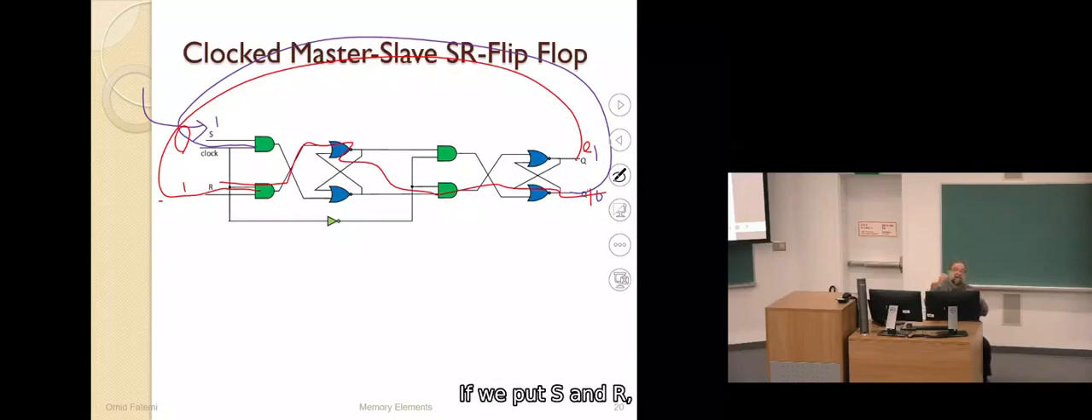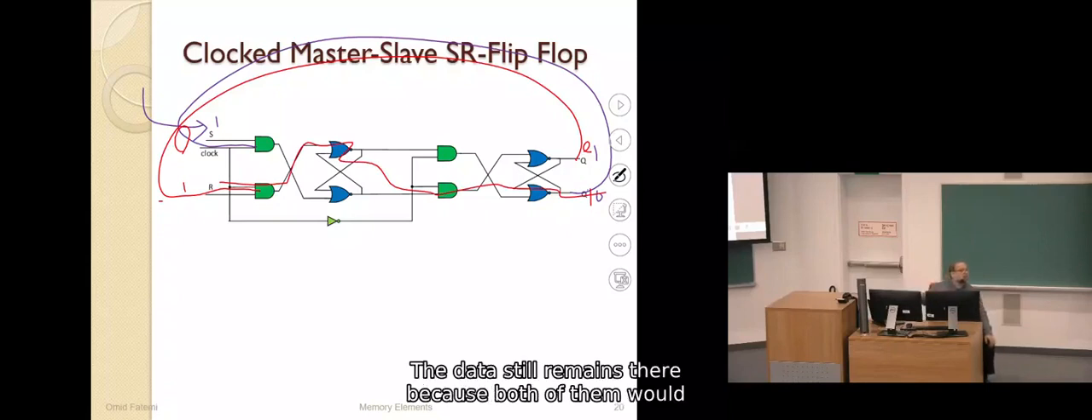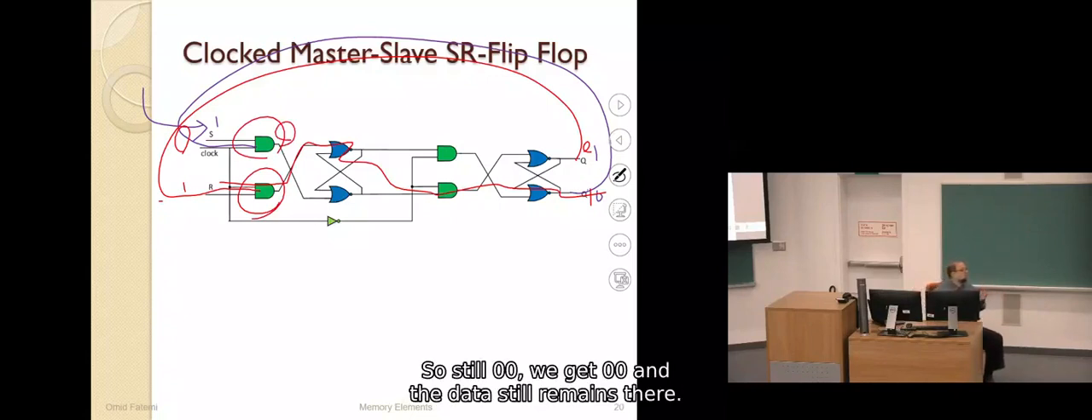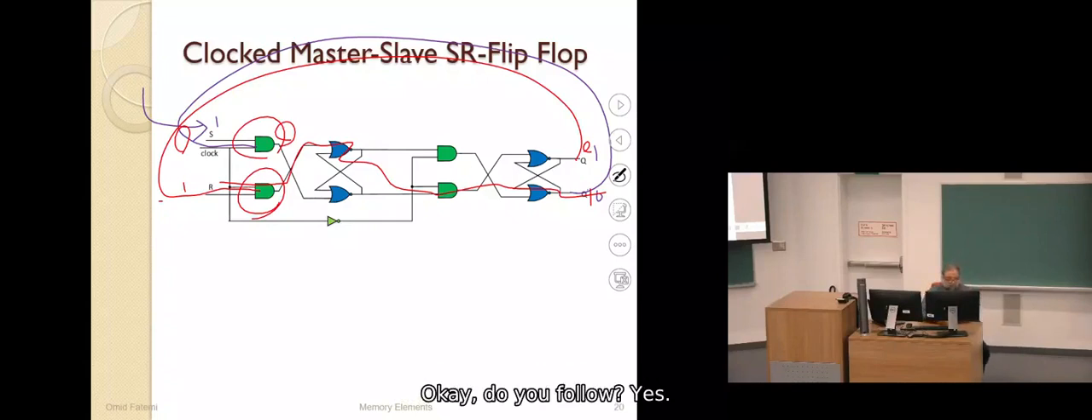If we put S and R, both of them 0, the data still remains there, because either Q is 1 or 0. If Q is 1, this one is masked. If the Q is 0, this one is masked. So whatever it is, they are 0 at the output, and we have put 0, 0 at the input, so we get 0, 0, and the data still remains there. Okay? Do you follow?